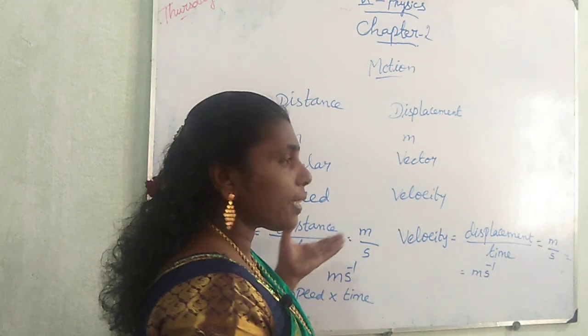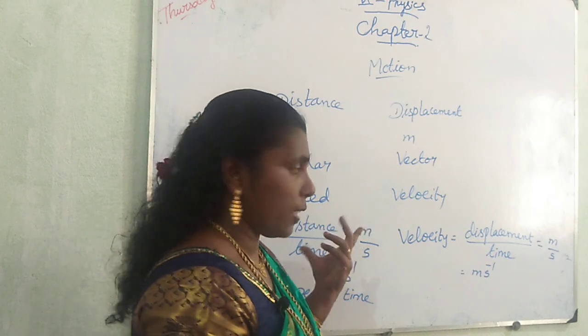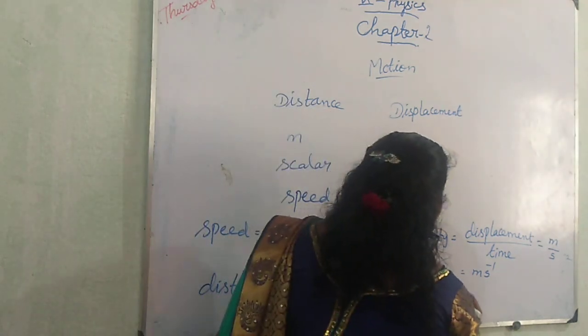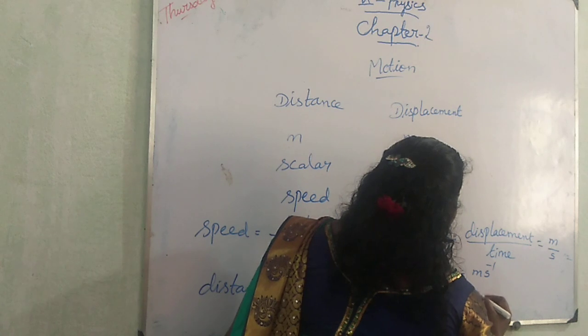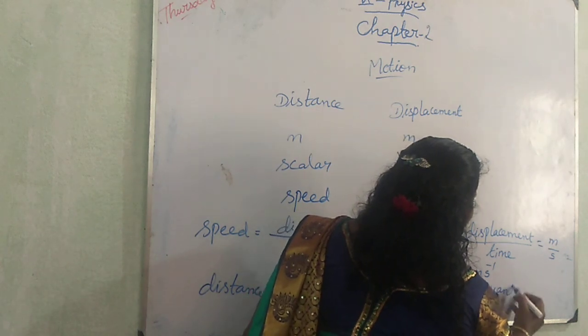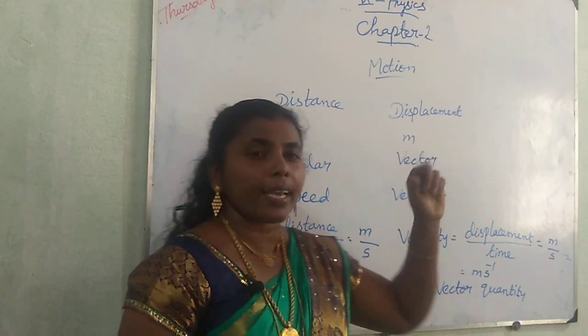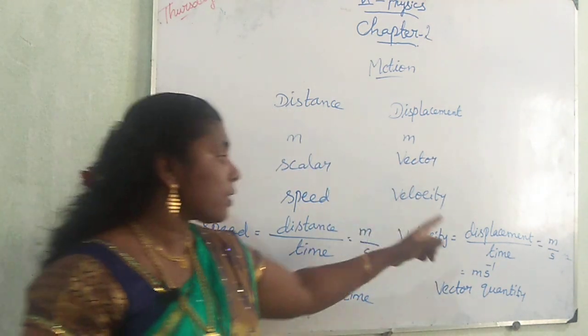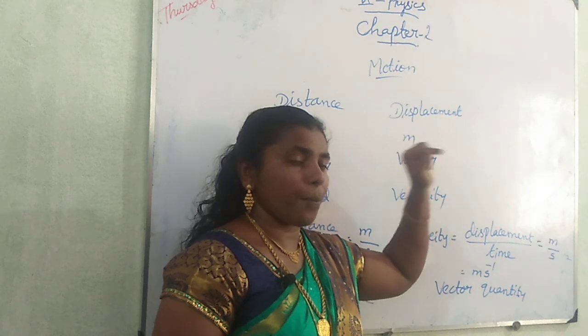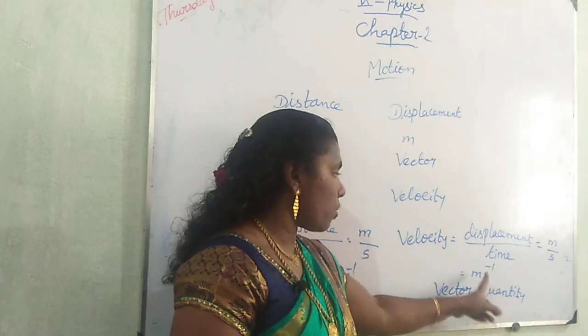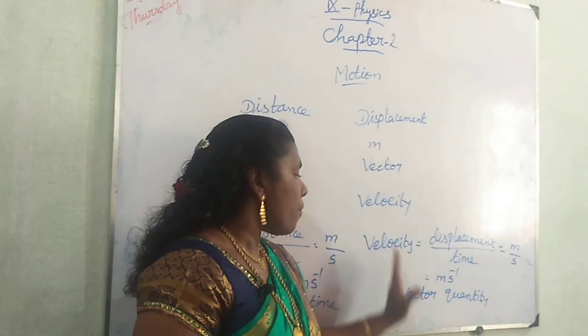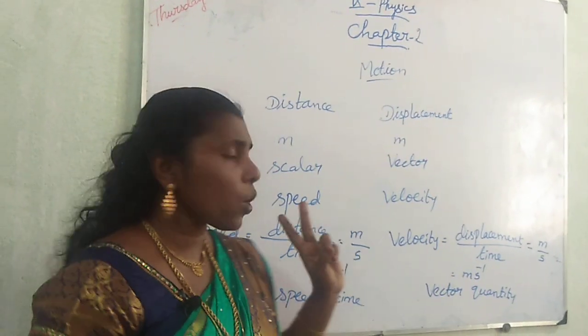Here we have learned speed is a scalar quantity, but velocity is a which quantity? Vector quantity. Why are we saying vector quantity? Because in displacement, which one is important? Direction. Magnitude is also there, direction is also there in a displacement. So velocity is a vector quantity.